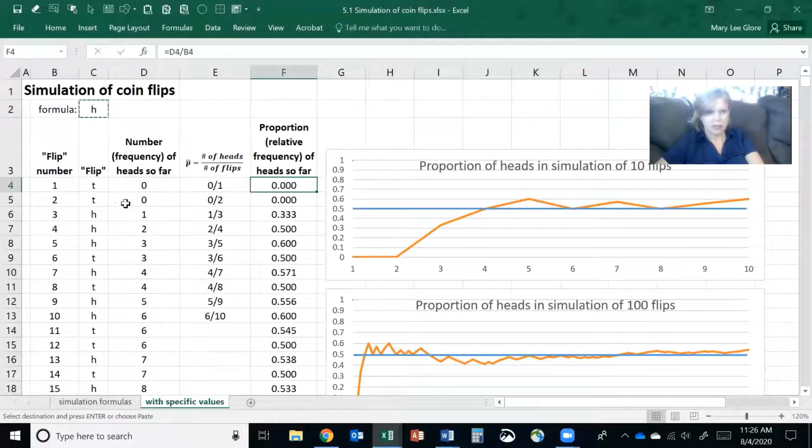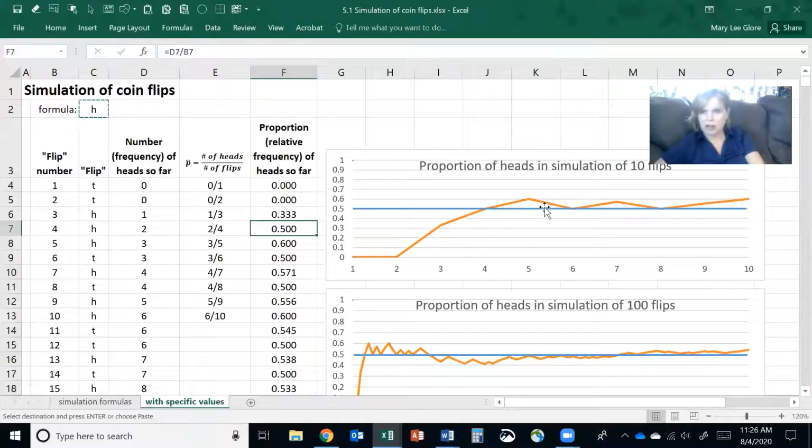Okay. Second flip, I get another tail. Same deal. My proportion of heads is still 0. Third time I flip, I flip a head. So now in the first 3 flips, I have 1 head, so my proportion of heads is 1/3. That's 0.333 to 3 decimal places. The next one, I get another head. Now I've got 2 heads out of 4 flips. So this is half. So basically, what would happen if I did that many times?